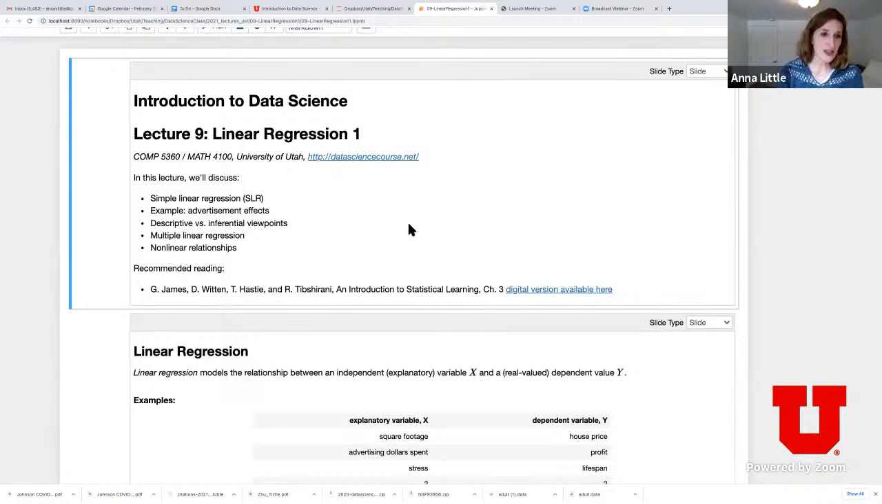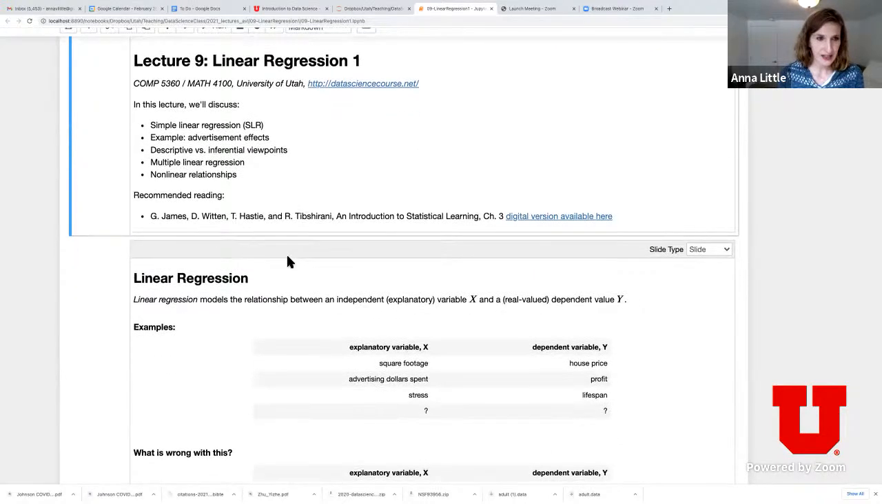And then at the end of class, we'll talk a little bit about multiple linear regression and how to extend linear regression to also model nonlinear relationships, which may be present in the data. Okay, so go ahead and check out An Introduction to Statistical Learning, as it's got some helpful information.